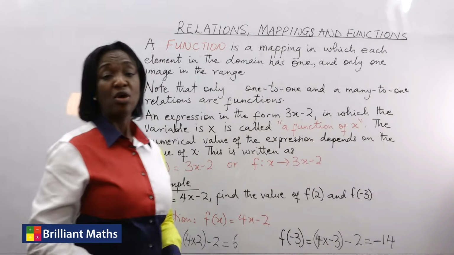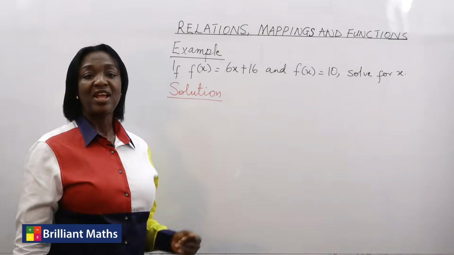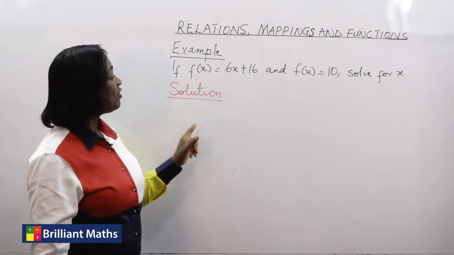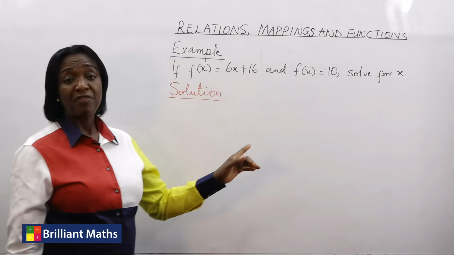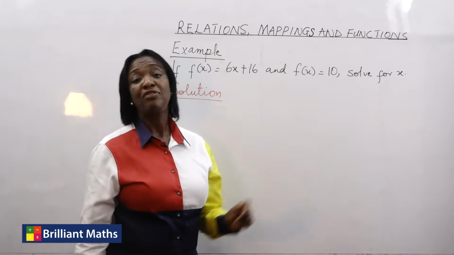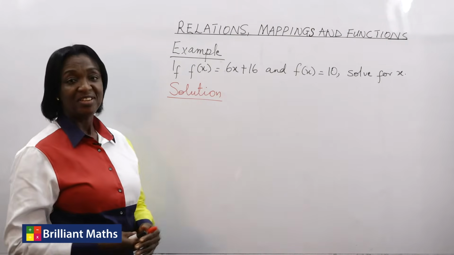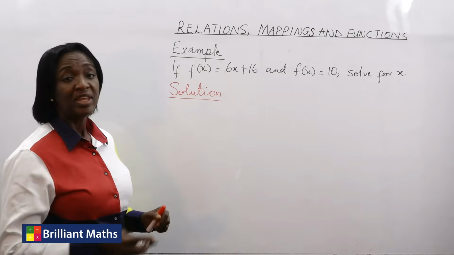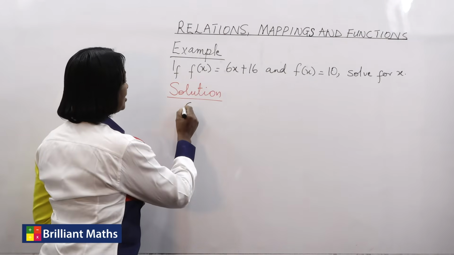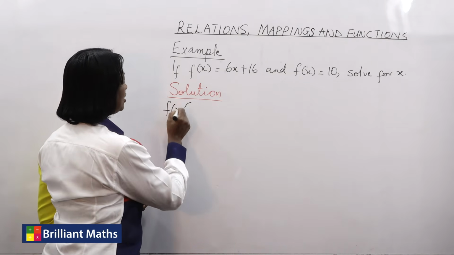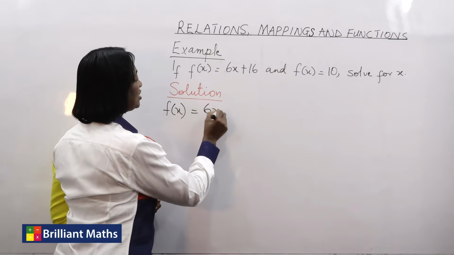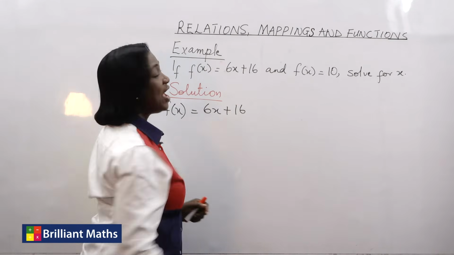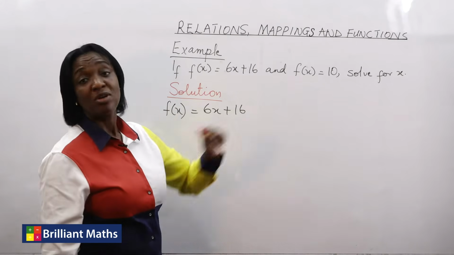So let's look at other examples. So let's look at this example. If f of x is equal to 6x plus 16 and f of x is equal to 10, solve for x. That is very easy. What have we been given? We have that f of x is equal to 6x plus 16. And also, f of x is equal to 10.